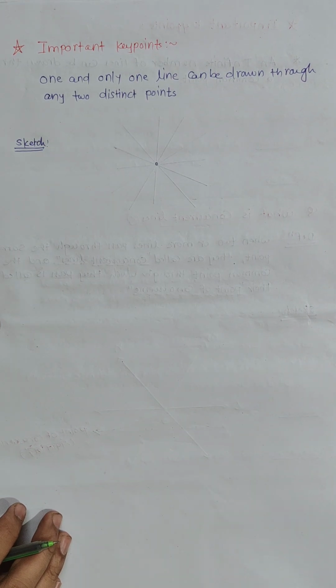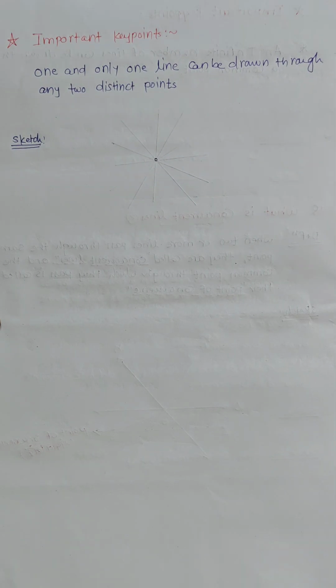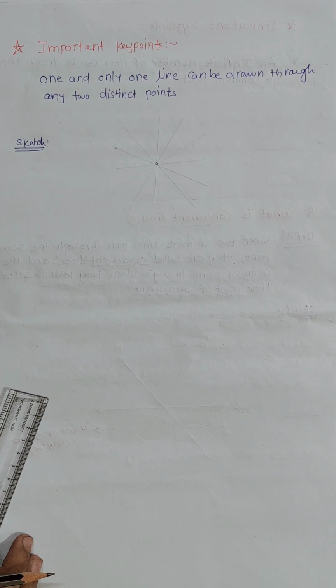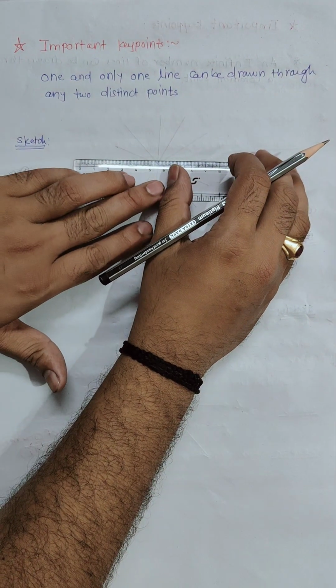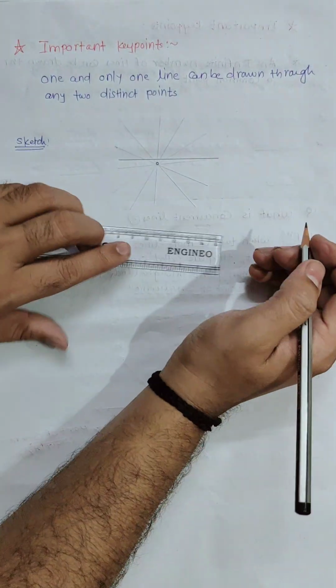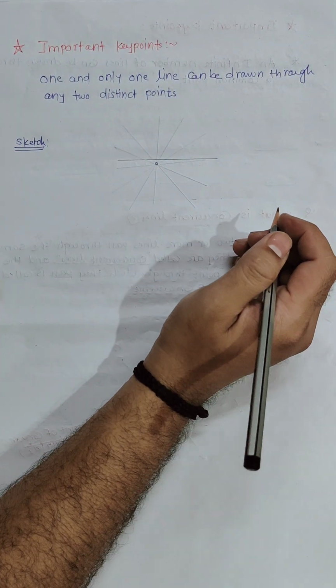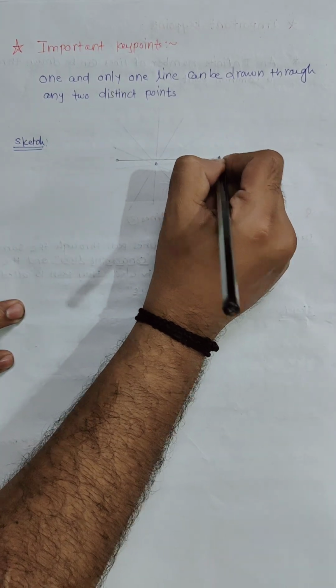One and only one line can be drawn through only two distinct points. Yes. Now we have to draw the sketch of the important key points. Draw a single line segment which has two definite endpoints. That is the sketch of the important key points. This is the sketch.